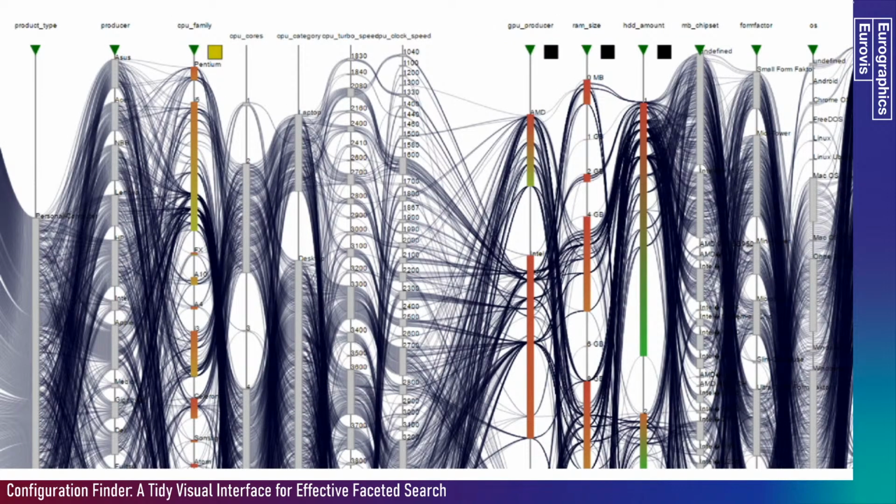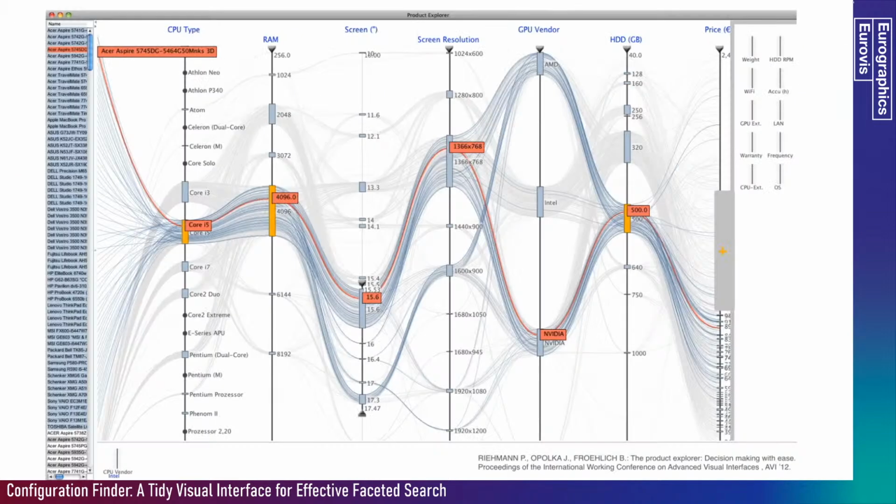Showing a notebook dataset with its typical attributes such as CPU, price, vendor, and so on in a parallel coordinates plot provides all available attribute combinations at once, but of course suffers from clutter and overplotting when depicting so many products and their many attributes. Some years ago, the Product Explorer reduced the number of axes based on importance and with the help of an axis repository. But still, the many individual lines can be quite confusing.